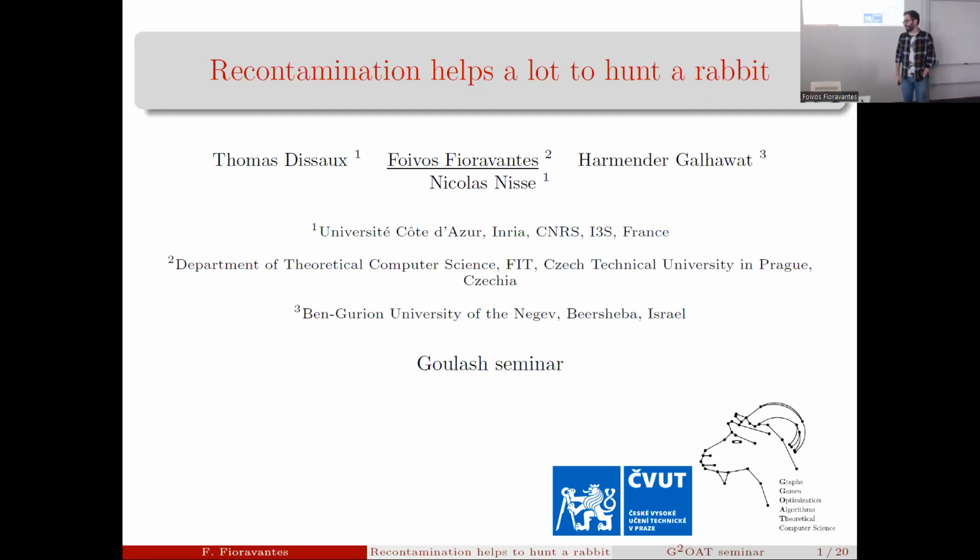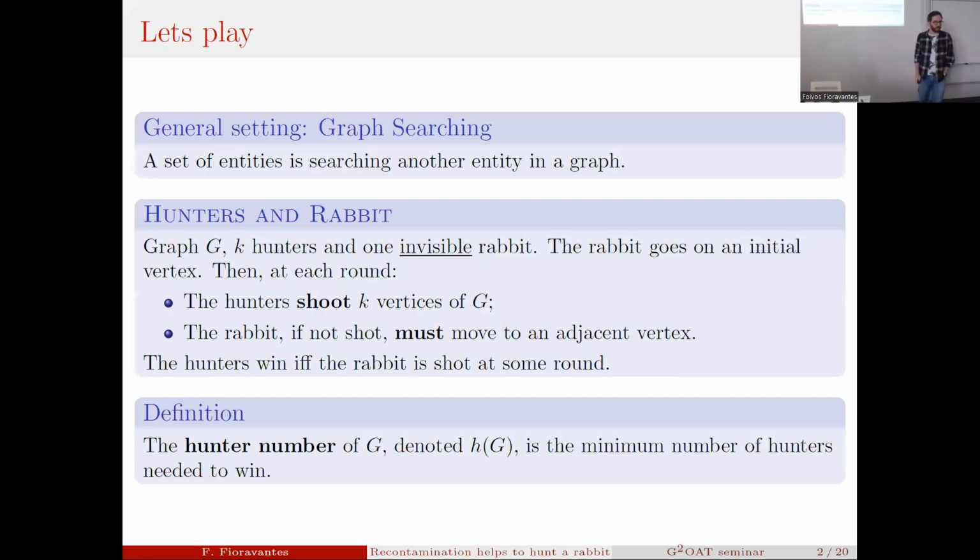So, how to hunt a rabbit on a graph? That's a game. We are going to talk about a game. It falls under the general setting of graph searching, where in general it's a series of games where we have an entity, a fugitive, hiding in a graph, and we are interested in locating them, using a minimum amount of resources, usually modeled by cops or searchers or something like that. In our case, we have the hunters and rabbit game.